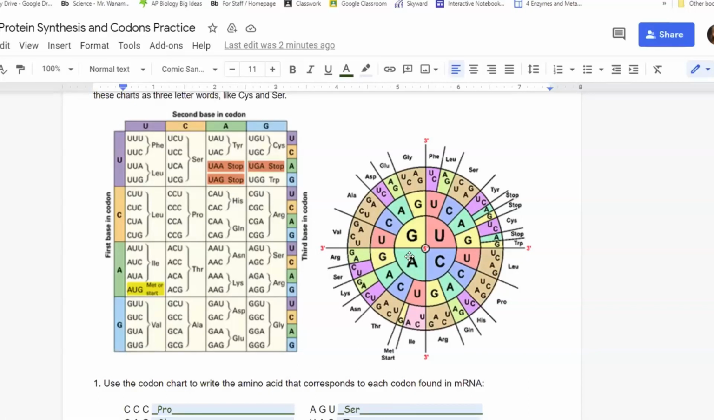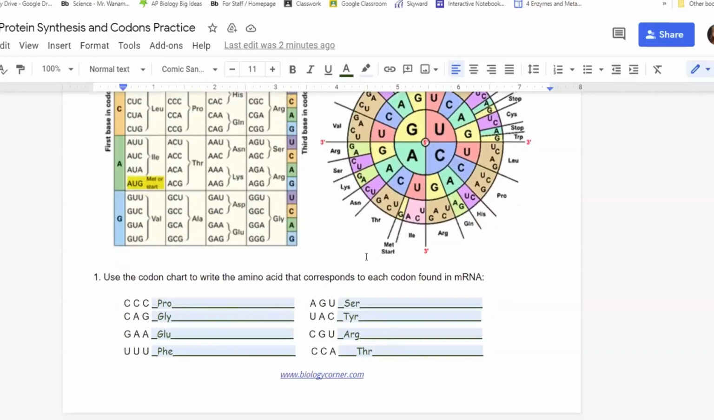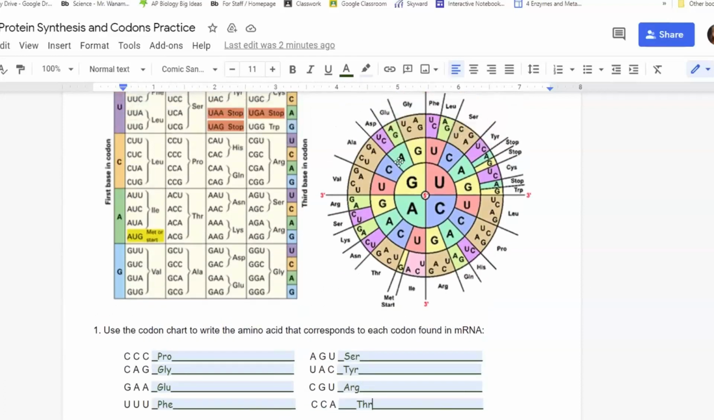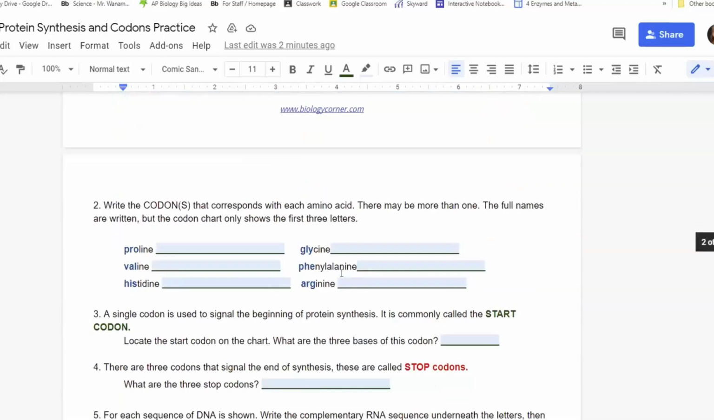So remember, this is the first letter A, second letter G, and it could be AGG or AGA. So I think the wheel might be easier to work backwards from. So that is GAA or GAG. I'm going to write on this. GAA, GAG.